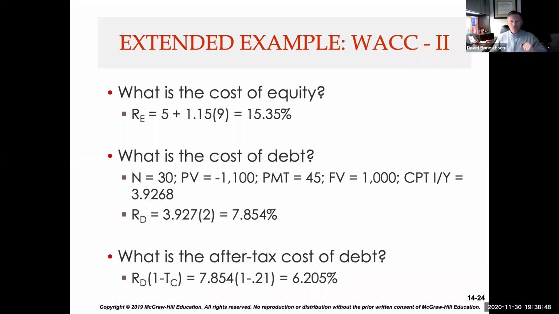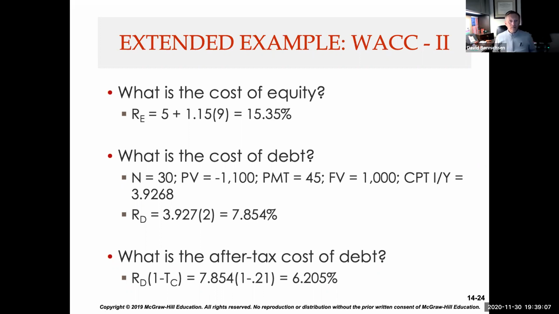So what's the cost of our equity? Using the CAPM, our expected return on equity, the cost of equity, is the risk-free rate of return plus the beta times the risk premium, which gives us 15.35%. Done, in the bag.